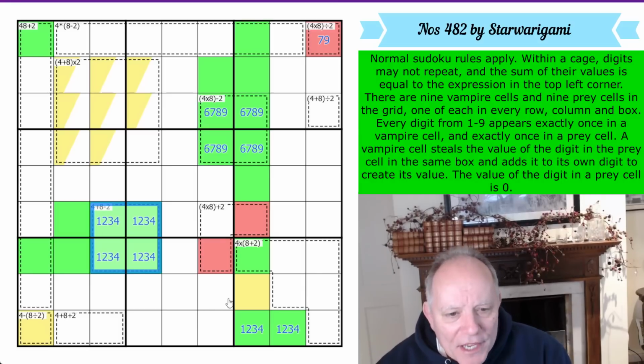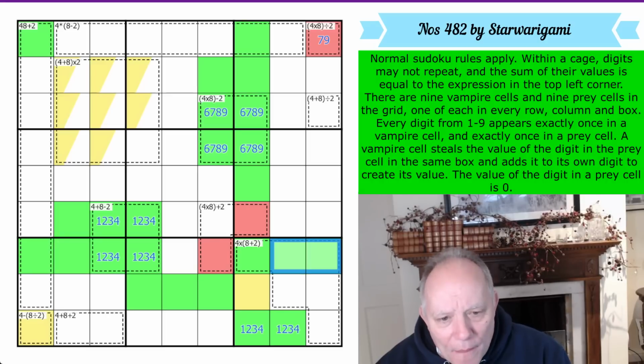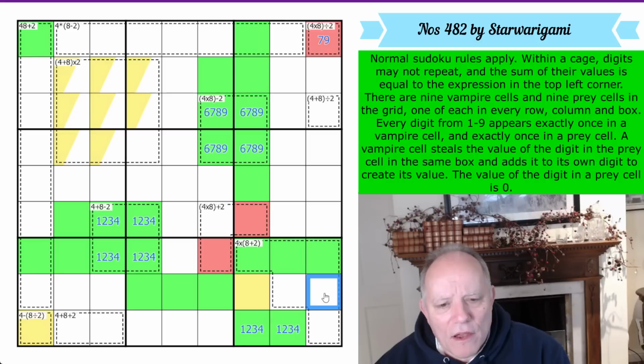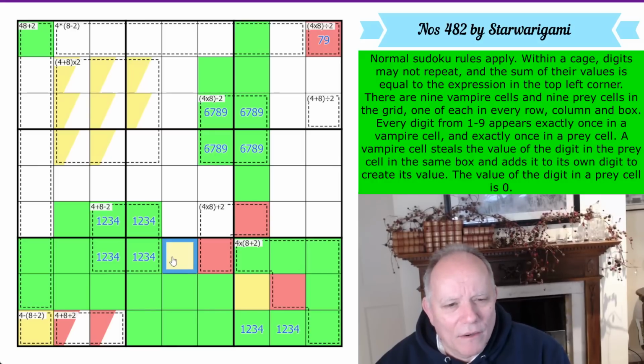Now, there's more. These 3 see a red in the box and a yellow in the row. These see a red in the row and a yellow in the box. Both of these see a red in the column and a yellow in the box. This must be the red vampire here. Okay, now there is a red vampire in this 14 cage by Sudoku. Those have gone green. These go green. That's got to be yellow. That's a prey cell.